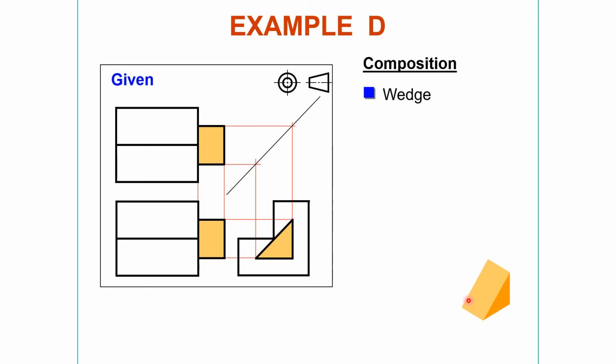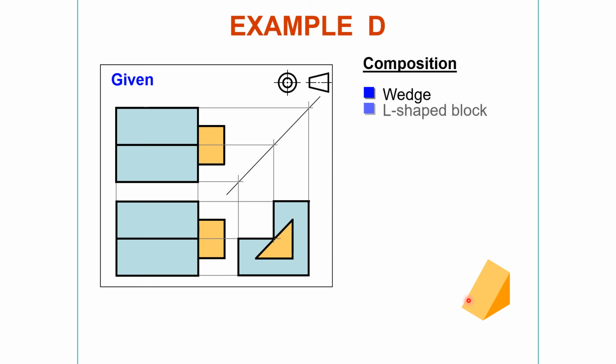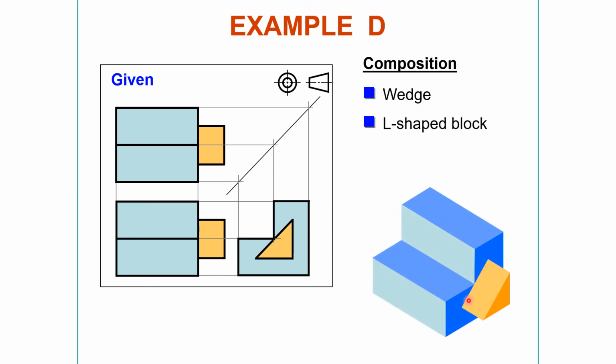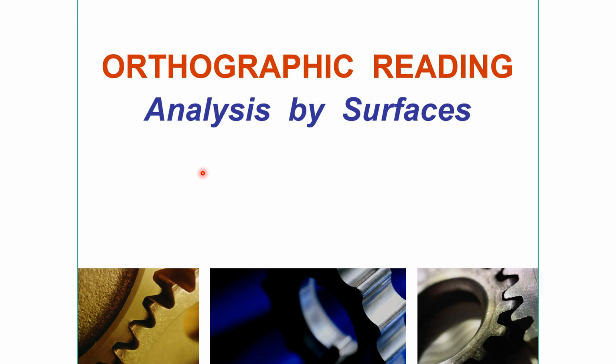Okay, so now for the next part, that is L shape. When you draw the top view, right side view and the front view, the object will definitely look like this. Now by second method, that is orthographic reading analysis by surfaces.